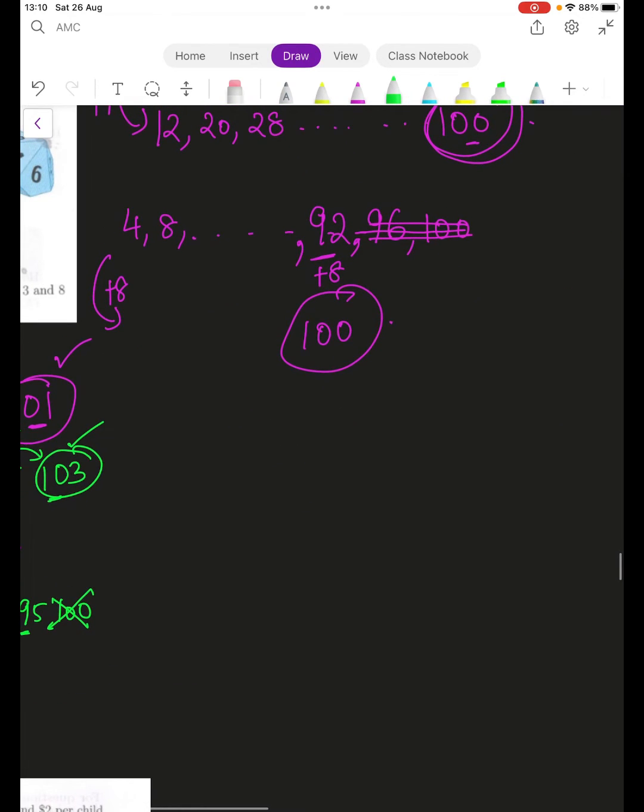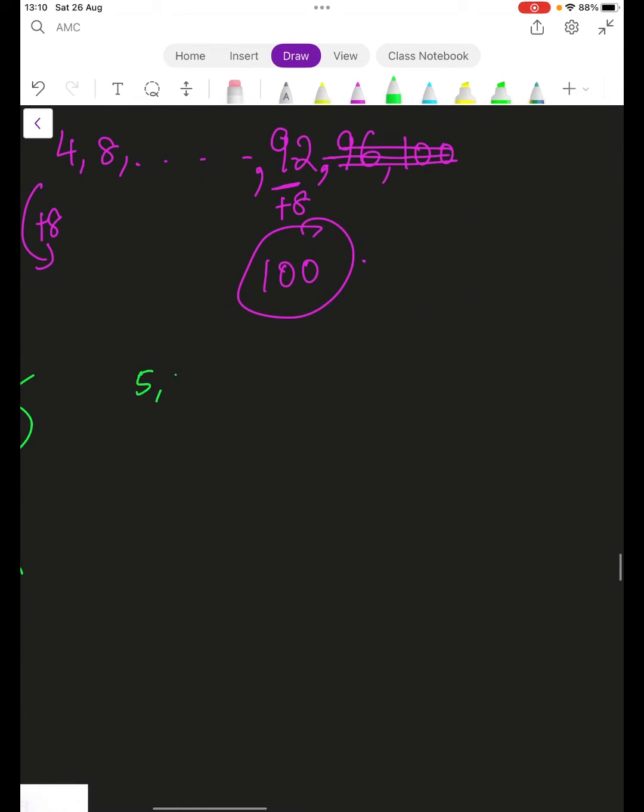Let's start with 5 and 7. Let me choose a different color this time.